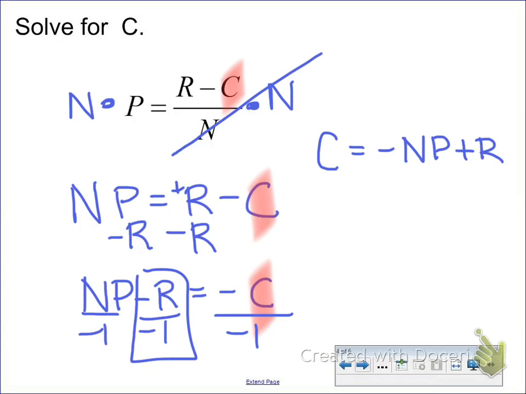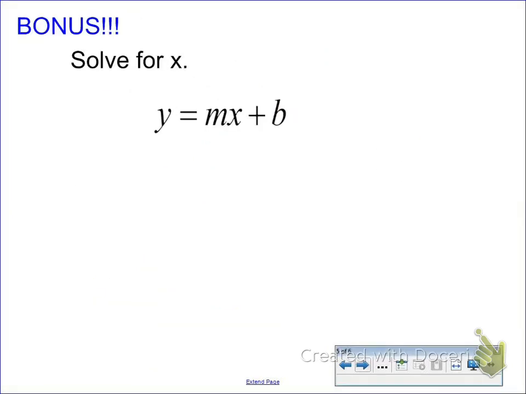And again, highlight that variable. That's really going to help you solve any literal equation. Alright, so what I want you to do for bonus, solve this for x. Enjoy!